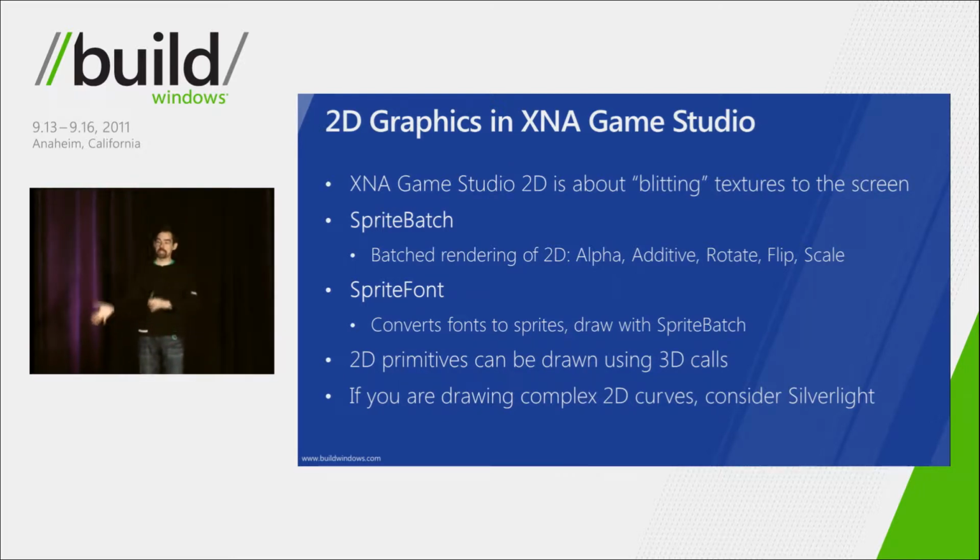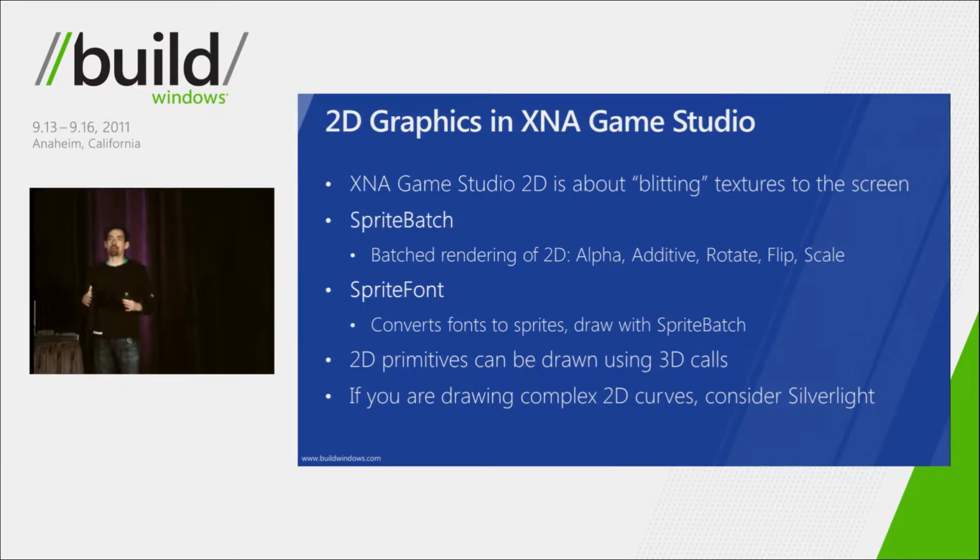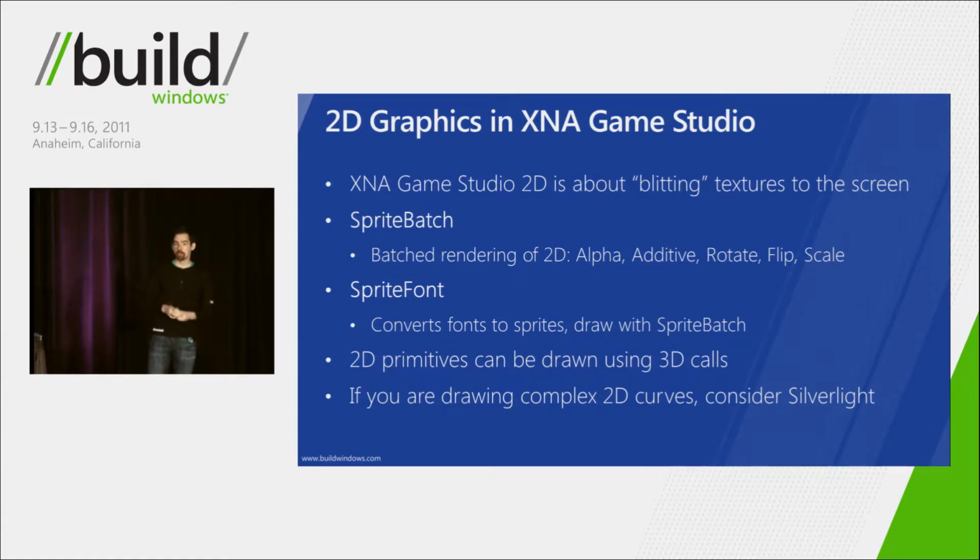Now, if folks are looking to get a little bit deeper, and let's say you want to draw 2D primitives, you want lines, you want your lines and your dots and all of your very cool asteroids-ish kind of retro stuff. You can do that with the 3D calls that we have. You can draw 3D primitives in 2D space with XNA Game Studio, and you can have your asteroids game that way.